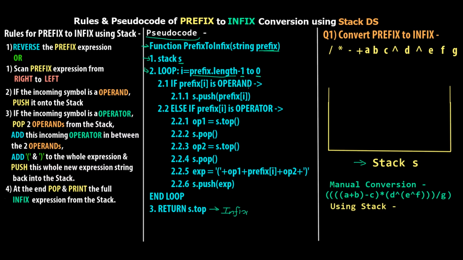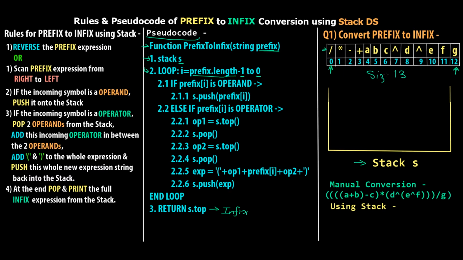Now when we are applying the pseudocode programmatically, this entire prefix string is basically going to be like an array, right? Because each character in this string will have an index position. So this is how it would look. The first character in this prefix string will be at index position 0 and the last character will be at index position 12. So the size of the string is 13. So the loop says prefix.length, the length of this prefix string is 13, minus 1 is going to be 12, right?